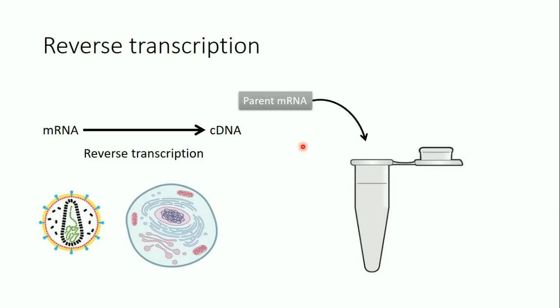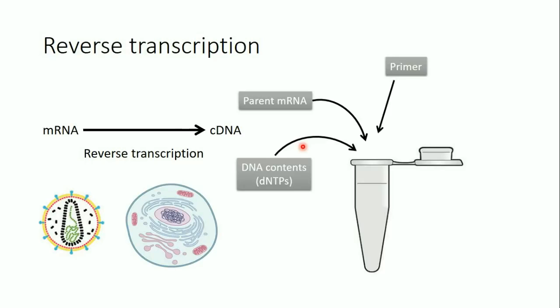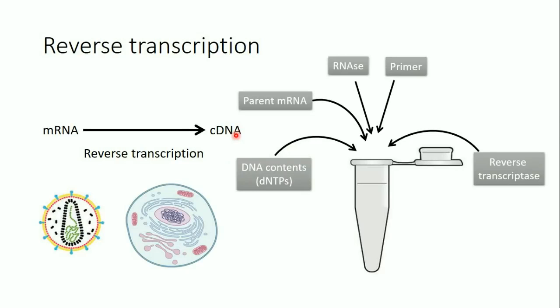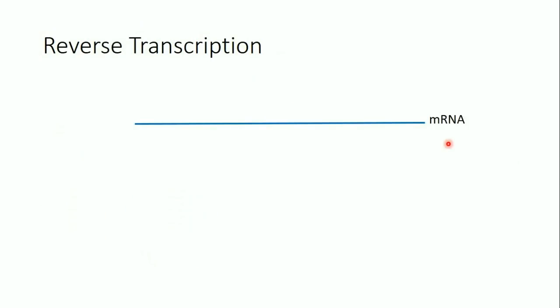we need the parent messenger RNA. We need also the primer. We need the DNA components to produce DNA. We need a very specific enzyme called the reverse transcriptase, which is used for reverse transcription. We need also RNase, and we need DNA polymerase. Now, how is reverse transcription done? It's like this. So we have messenger RNA or an RNA sample.